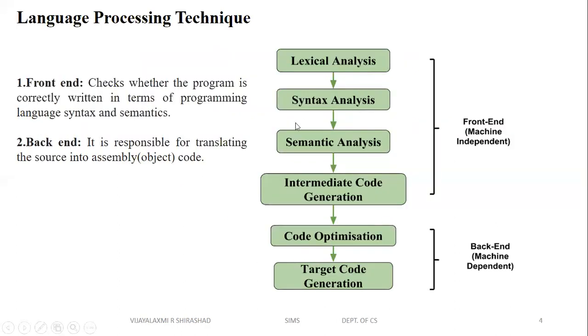Language processing technique for the compiler. There are two types of language processing technique. One is called front end, another one is called back end. The front end checks whether the program is correctly written in terms of programming language syntax and semantics.